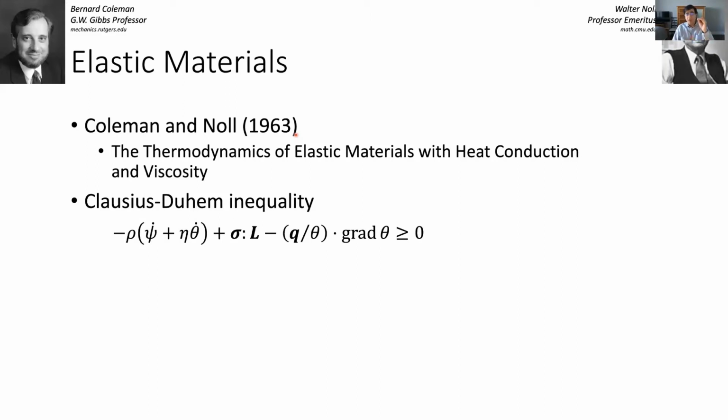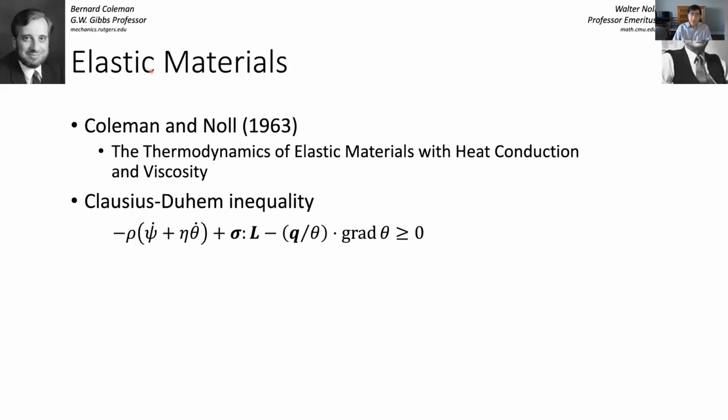Anyway, Coleman and Noll did this amazing thing. They said, this is how you should apply the second law to place constraints. What you do is, this is the Clausius-Duhem inequality. We saw a moment ago what we had. Now you decide what kind of material you want to model.